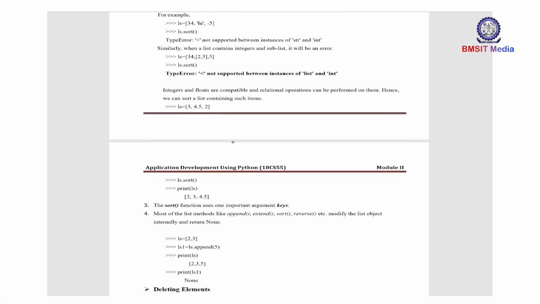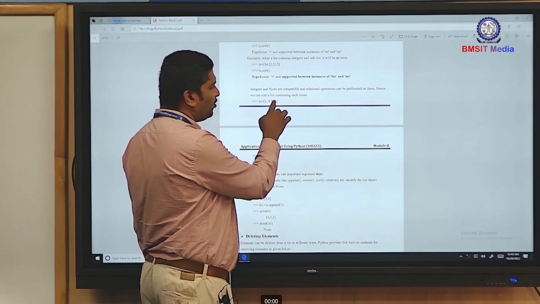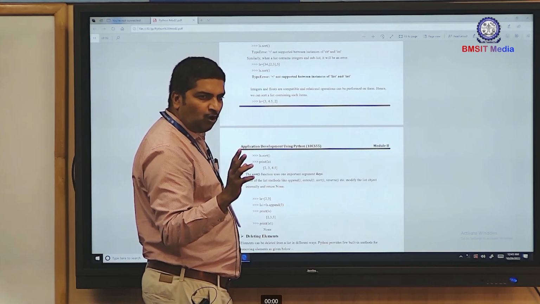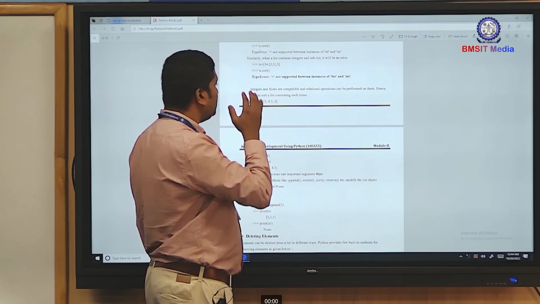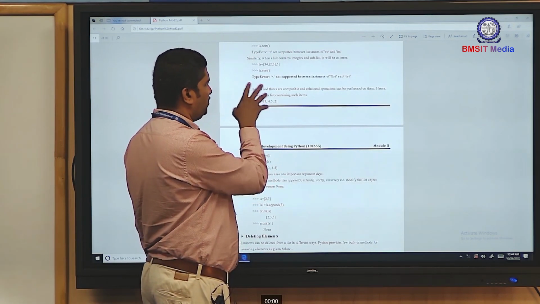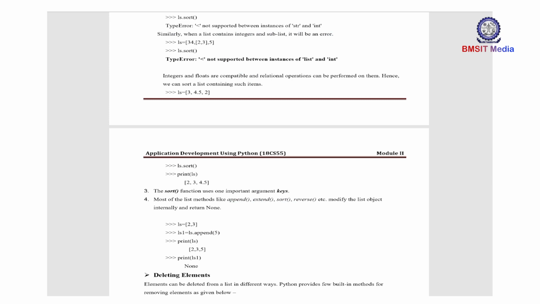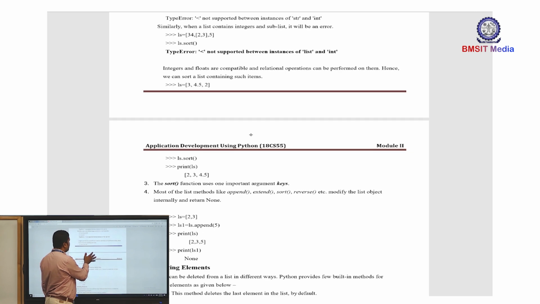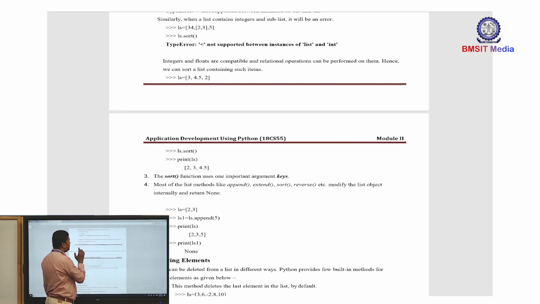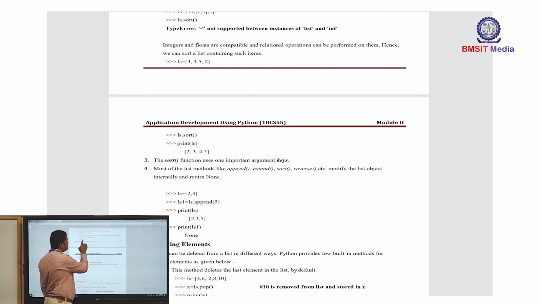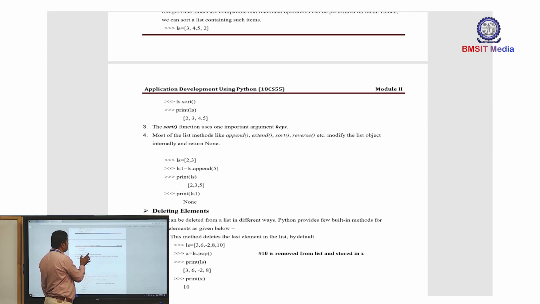Now just observe here. If I give 3, 4.5, 2, 4.5 is what? 4.5 is a floating point value, but integer and float in Python are actually compatible. Okay, so you can use it like this. Fine. Now when I use this list and use the sort method on it, I will get the sorted value.